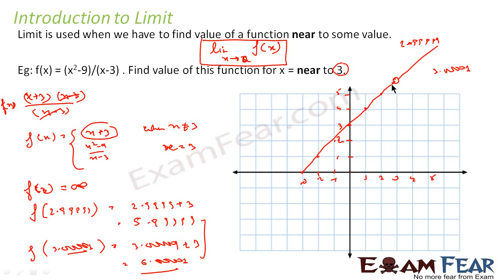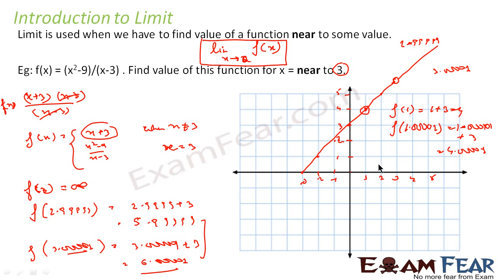But let's suppose we take the value 1. Here f(1) is 4, 1 plus 3 is equal to 4, and for a value very near to 1, suppose 1.0001, that will also be almost the same, that is 1.0001 plus 3, that is 4.0001. So here 4 and 4.0001 are almost the same.